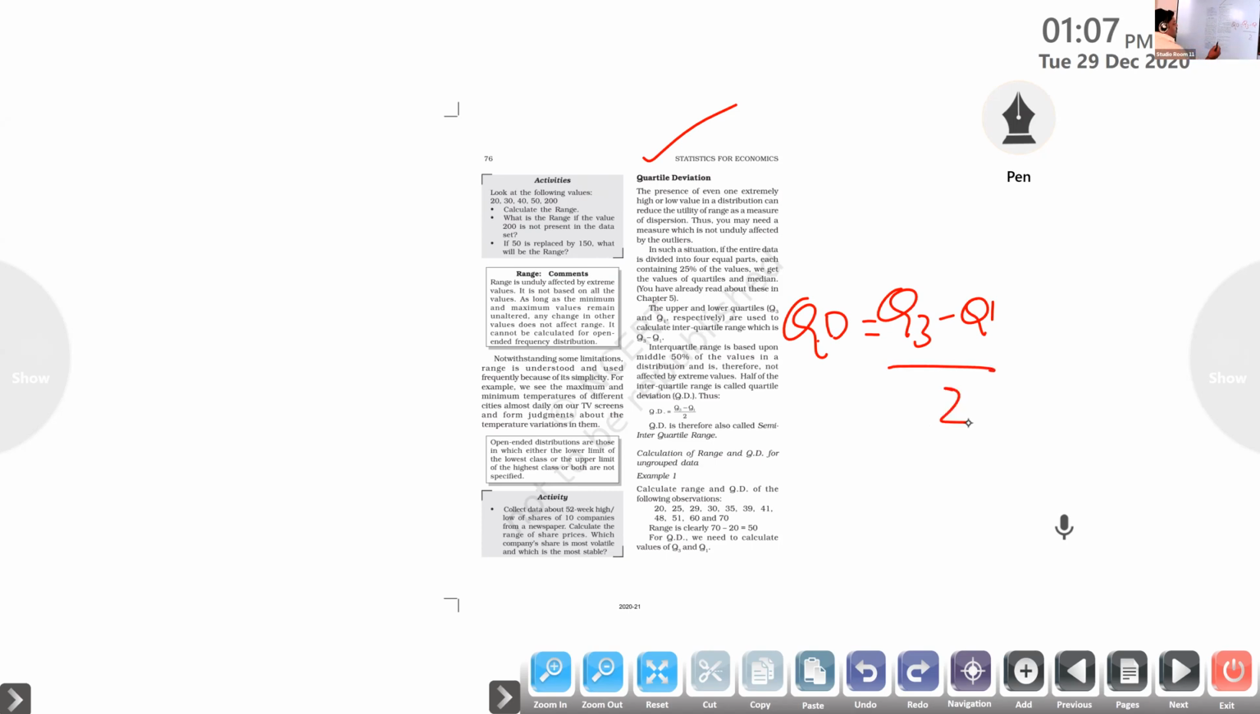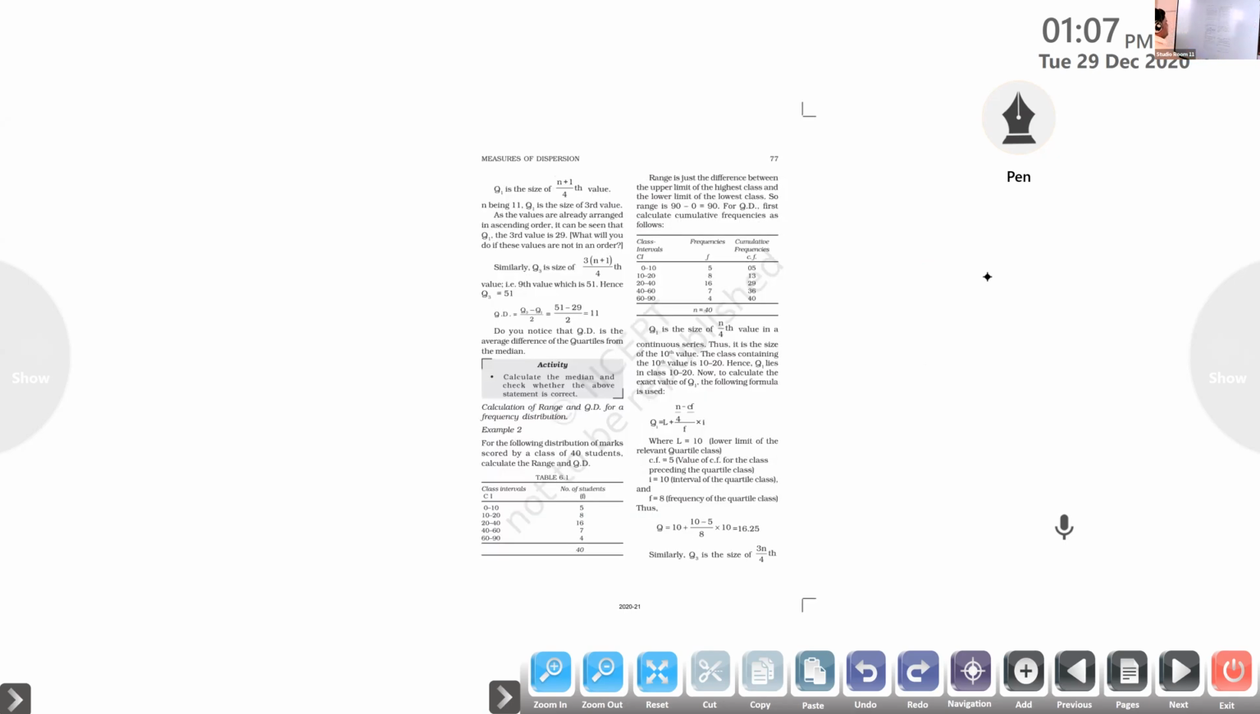First of all, we want to find Q3 and Q1. The example is there in the textbook. The method to find Q1 is n plus 1 divided by 4, and Q3 is 3 into n plus 1 divided by 4. After calculating these two, we apply them in the quartile deviation equation, Q3 minus Q1 divided by 2. Here in the example, 51 minus 29 divided by 2, the answer is 11. Is it clear?